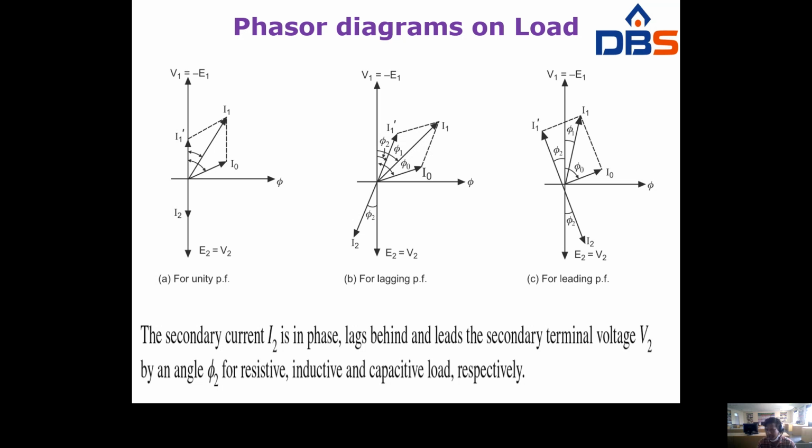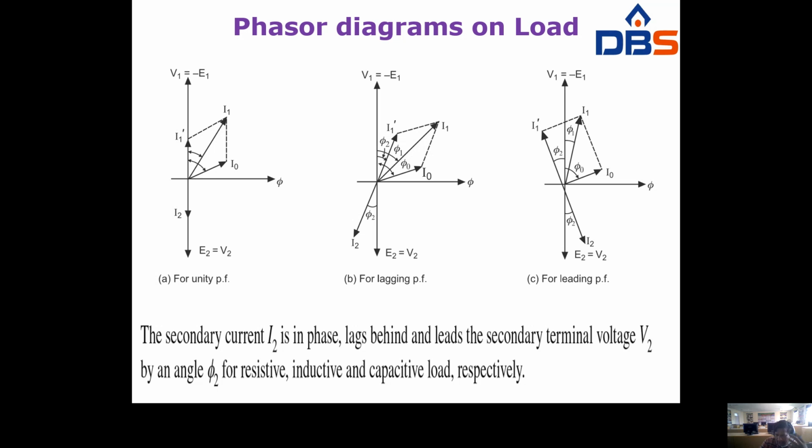Coming to figure A, that is unity power factor, that is nothing but resistive load. Resistive load, voltage and current both are in same phase. As usual, flux is taken as reference, and the induced EMF E2, that is also equal to V2, and induced current I2, both are in same phase. Why? Because resistive load.